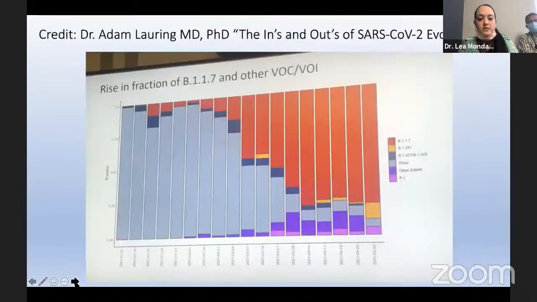You can see this is the Michigan, this is just from our local data, the rise in B117 in red. Each bar is a week. So starting in early May on the far right, you can see that by early May, a vast majority of our isolates were actually B117, and the wild type SARS-CoV-2, which is in light blue, is now only a small percentage.